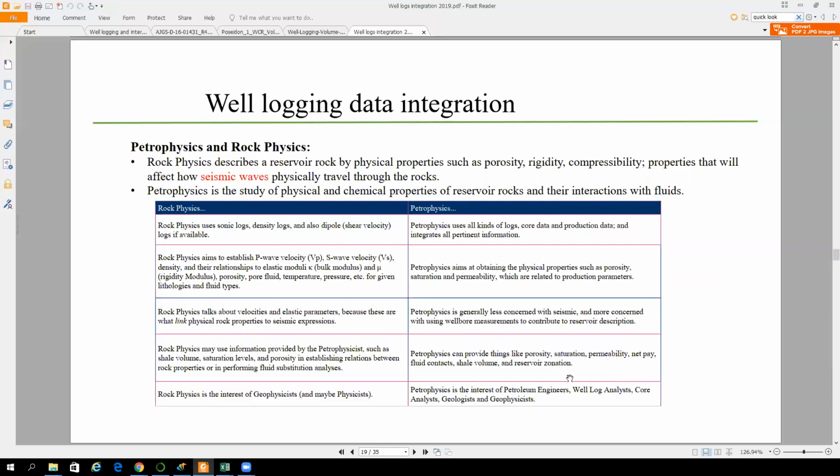Now we will see the relationship between petrophysics and rock physics. We will try to move from one to another and combine one with another. So we have already seen the different types of petrophysical properties and different types of logging and different types of tools and properties which are derived from well logging, and all those properties which we have extracted, they are actually part of petrophysics. Rock physics is something different. Rock physics describes actually reservoir rock by physical properties such as porosity, rigidity, compressibilities.